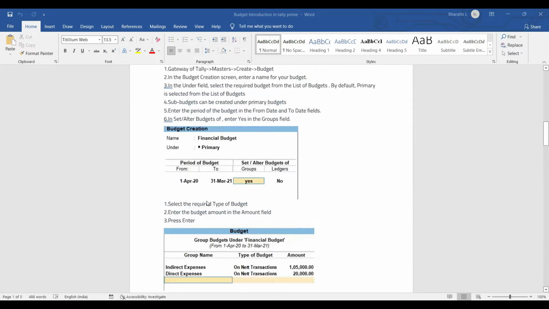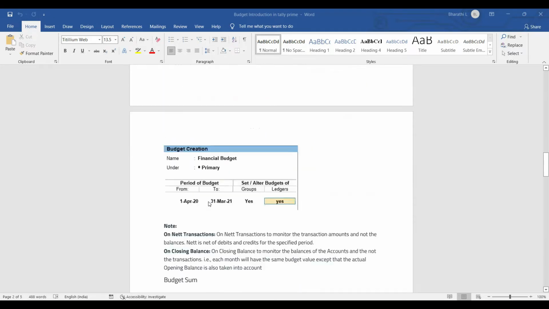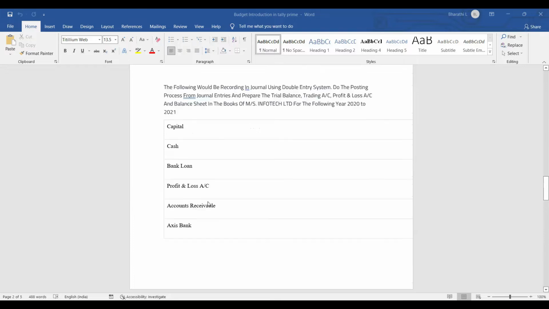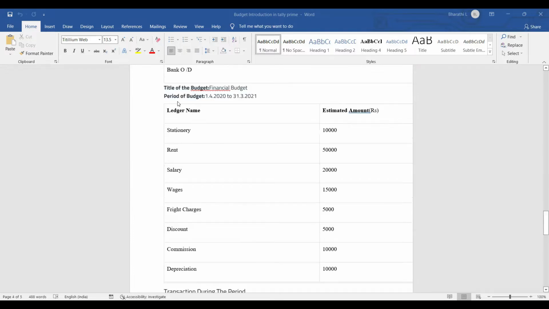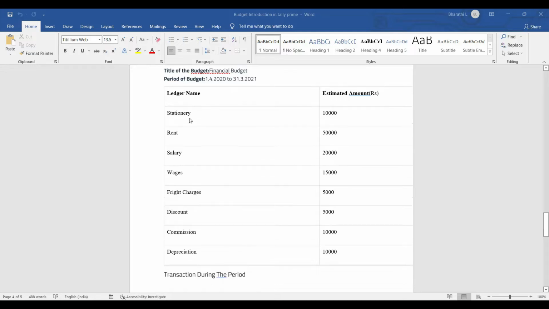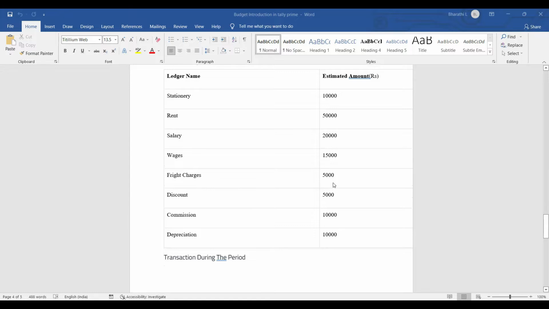So now we will take one example, ma'am. We will go through that one. Here is the example we have. Title of budget, financial budget. Period for budget, one year, 1st April to 31st March. What is our estimate? Stationery estimation 10,000. Rent 50,000. Salary 20,000. Wages 15,000. Freight charges 5,000. Discount 5,000. Commission 10,000. Depreciation 10,000. This is the estimation we have.